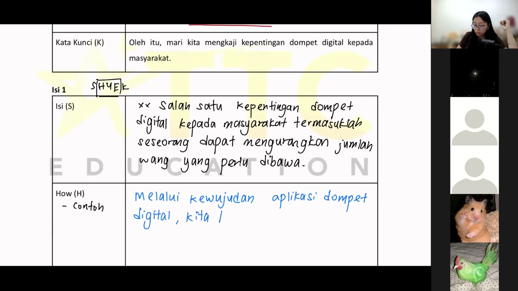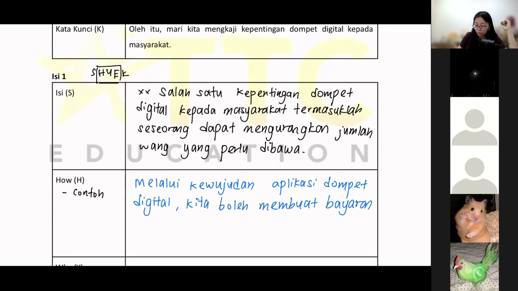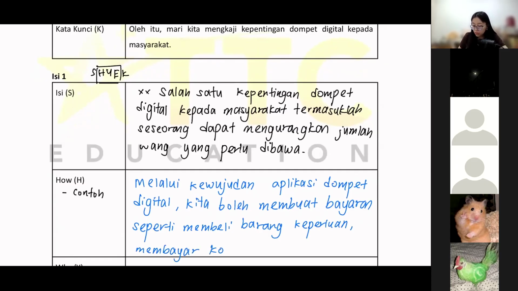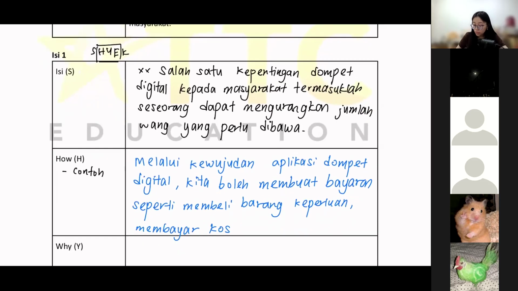Kita boleh membuat bayaran, seperti, such as for example, you buy the food, membeli makanan, or you want to say barang keperluan, the things that you need, or you want to say you want to pay the utility, membayar cost utility.